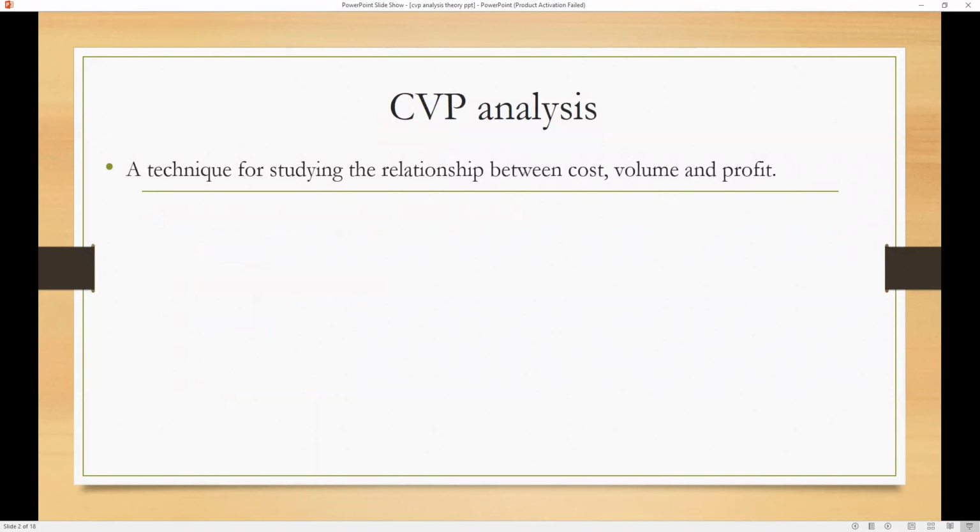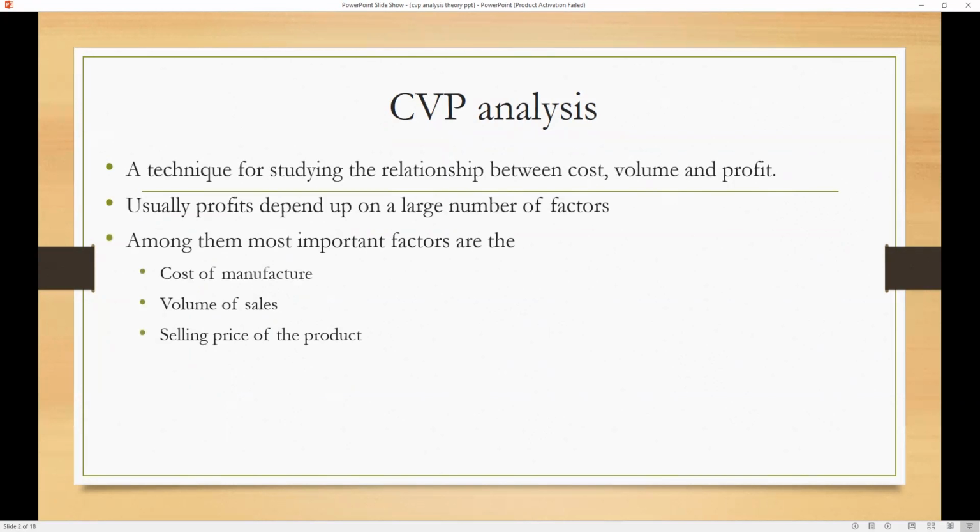So a quick look at CVP analysis. What is CVP analysis? CVP analysis is a technique of studying the relationship between cost, volume, and profit. Basically, your profits are dependent on a large number of factors. The factors are many, but among them, the most important are the cost of manufacturing, the volume of sales, and the selling price of the product. The difference between your selling price and the cost price is nothing but your profit.